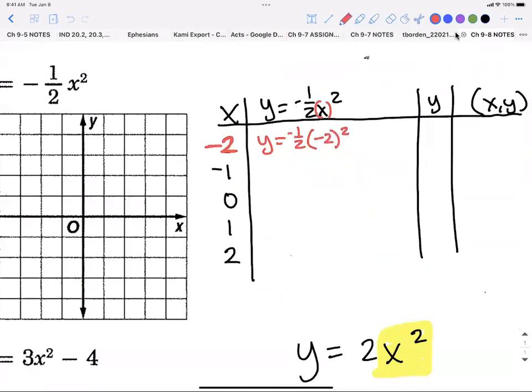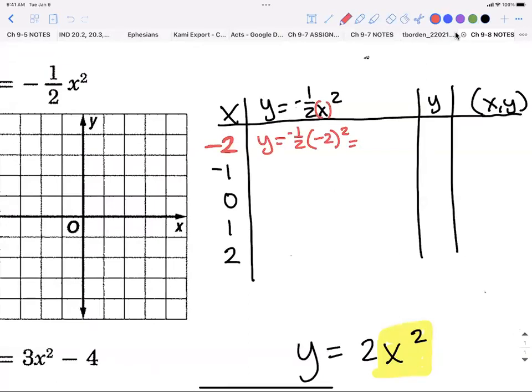Squared. Okay. Now, PEMDAS matters. What do I do first? I have negative 1/2 times negative 2 raised to the second power. Well, more specifically, think of what PEMDAS stands for. Is there anything inside the parentheses I can combine? Negative 2 is the only thing in there. What's next after parentheses? Exponents. I'm going to take negative 2 to the second power.